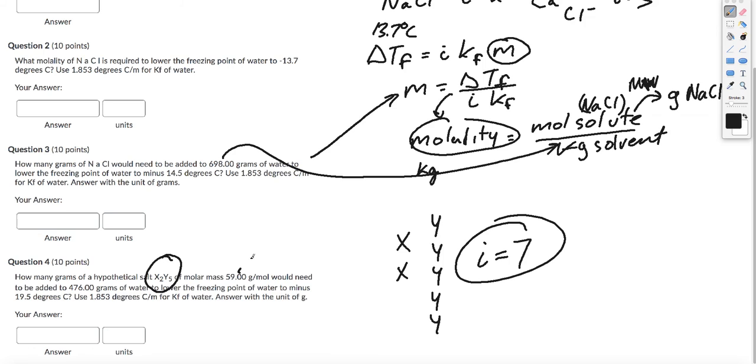We do have a molar mass here. That's the same as molecular weight. And we would use that in the problem, just like we did in problem 3, in order to figure out the number of grams of this hypothetical salt.